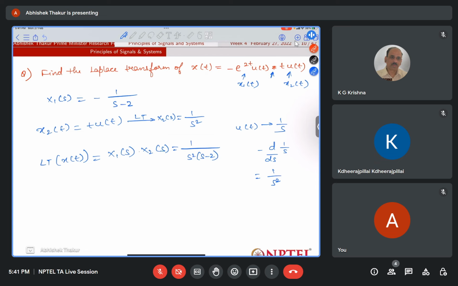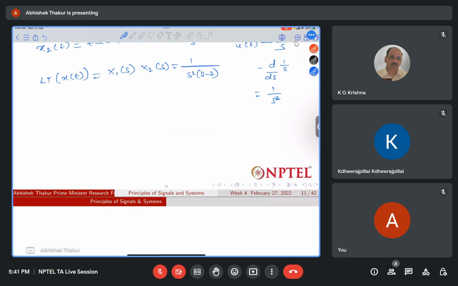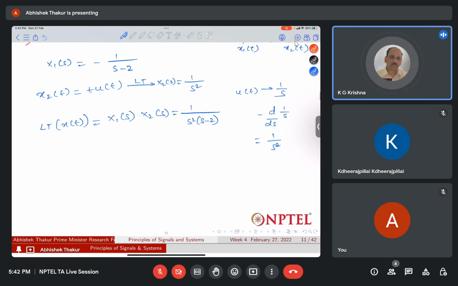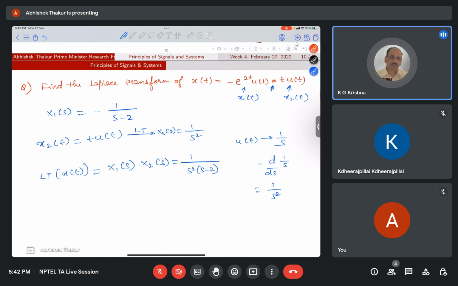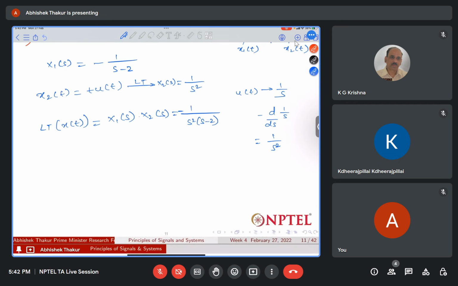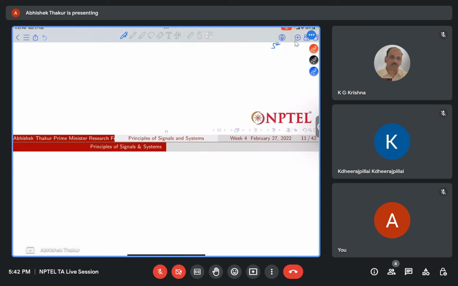So this is just a simple question. Yes, simple, right? X1 is minus 1 by s minus 2. Yes, the minus symbol will come here because X1(s) is minus 1 by s minus 2. So now we'll take some other question.